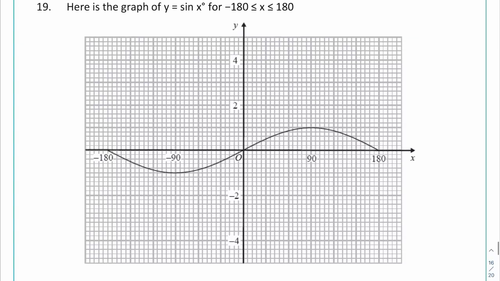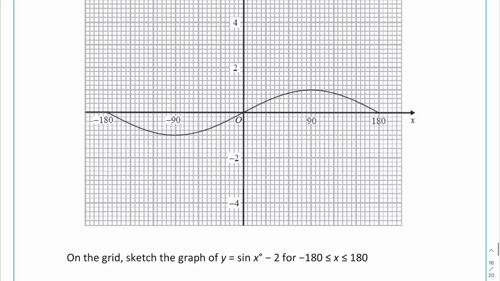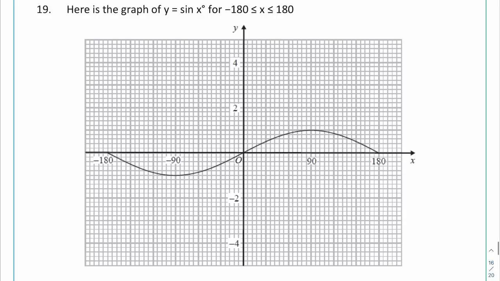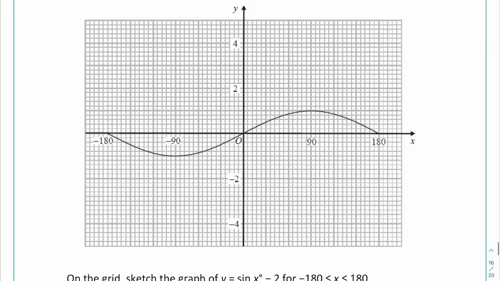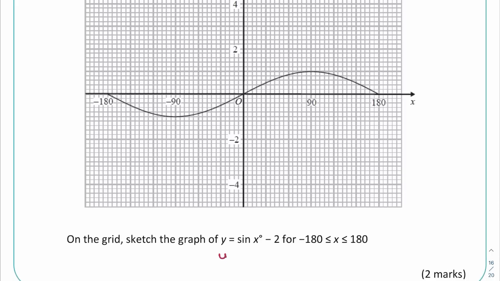Okay, on to question 19. So here we've got the sine graph, and it says on the grid, sketch the graph of y = sin x - 2 for x values between -180 and 180. So when you have a graph transformation, you either have a change going on inside or outside the bracket. Now this is outside the bracket because we haven't had any brackets put in there. If it wanted to change the x coordinate, it would be written like this, sin of, and in brackets, (x - 2) degrees. And that would actually change the x coordinates, but this is outside of a bracket, there's no brackets in there, so it's going to change the y coordinates, which is good.